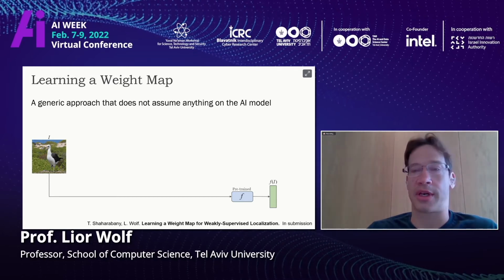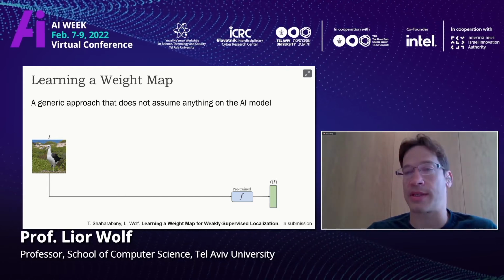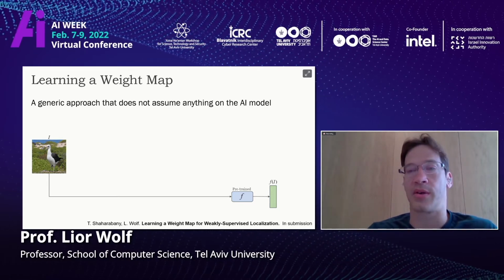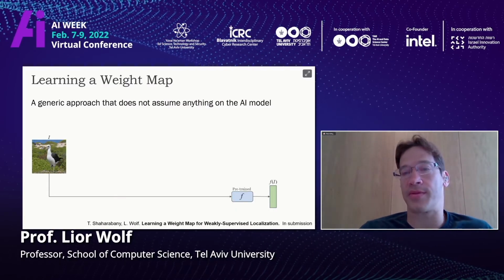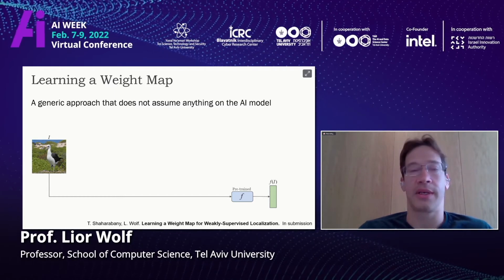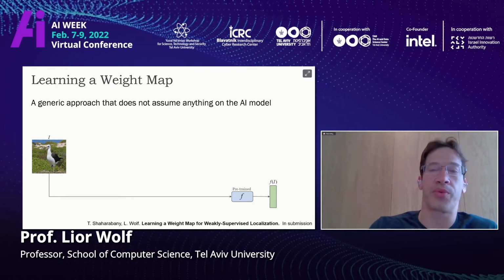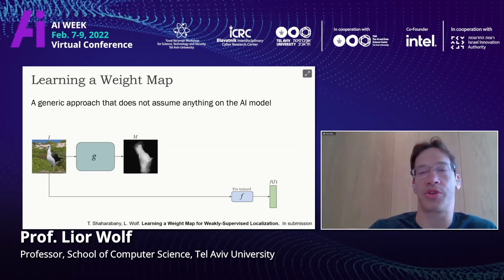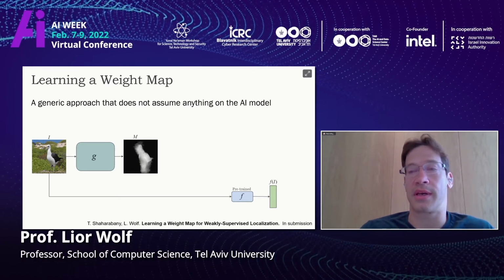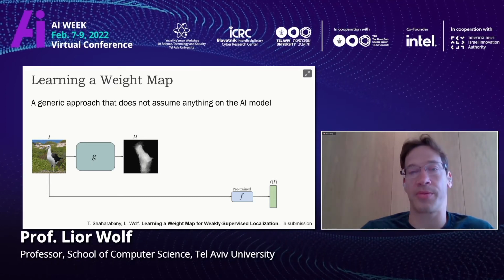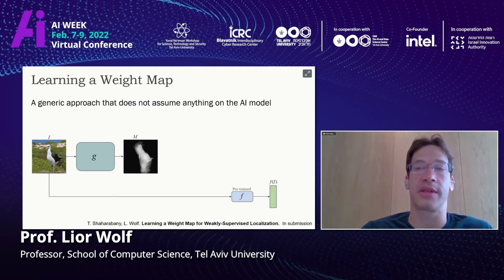So we start with an image I, and we have a pre-trained classifier F. And F tells us whether this is a dog, a cat, a bird, what kind of species, and so on. We would like to understand what F is actually looking at in the image. So we cannot dig into F. F is a black box. What we do, we train a second network, network G. This network G gets as input an image and outputs a weight map. This weight map basically tells us what is important in the image and what is not important in this image.